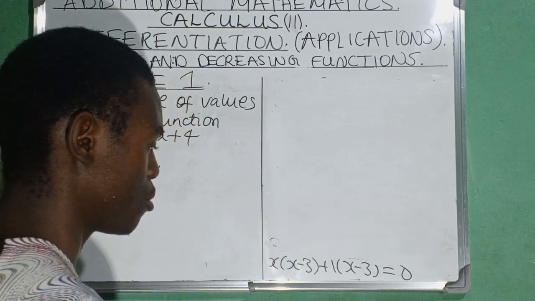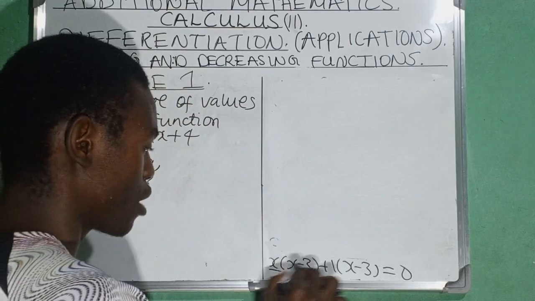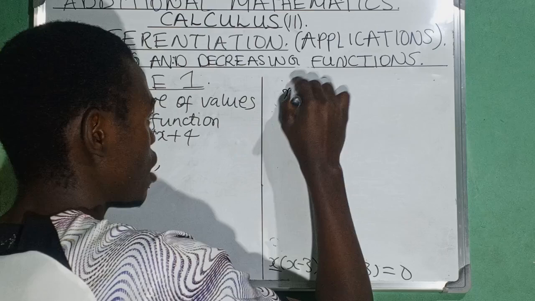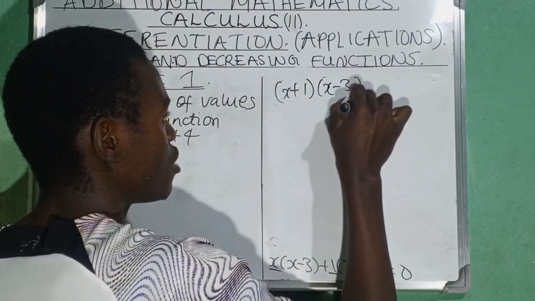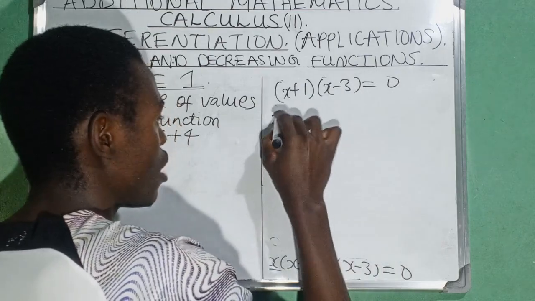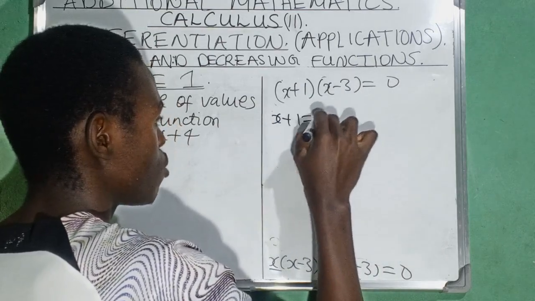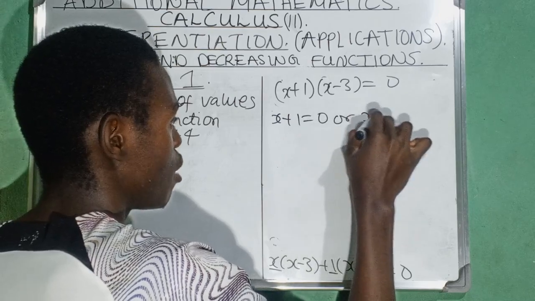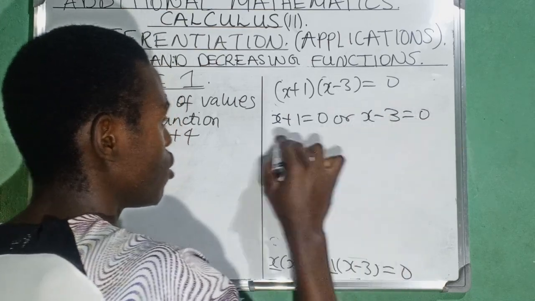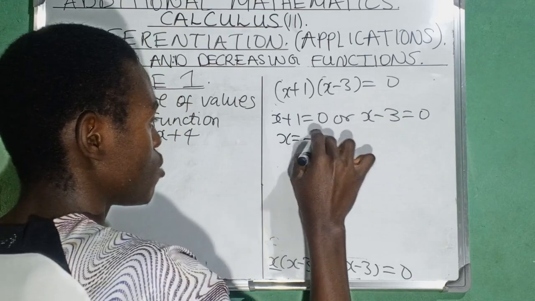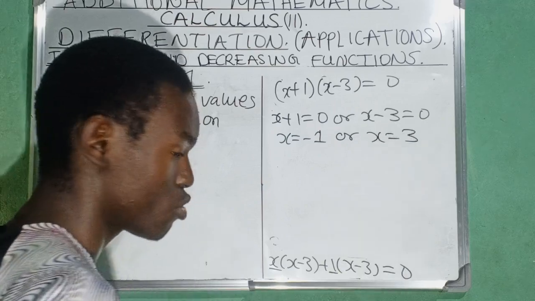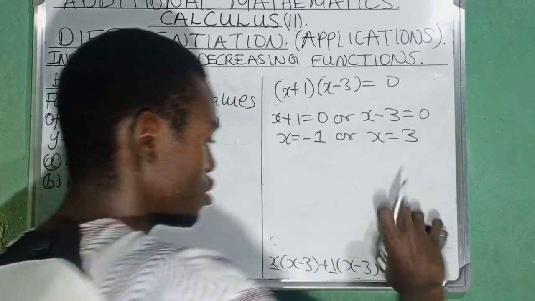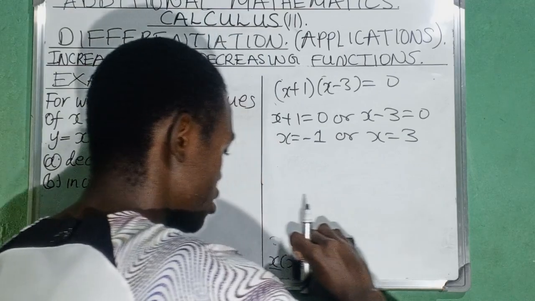And then we will get the numbers in front of the brackets. x plus 1 multiplied by x minus 3 is equal to 0. So say x plus 1 is equal to 0, or x minus 3 is equal to 0. x is equal to negative 1 or x is equal to positive 3. So those are the two stationary points or the two turning points for this particular curve.